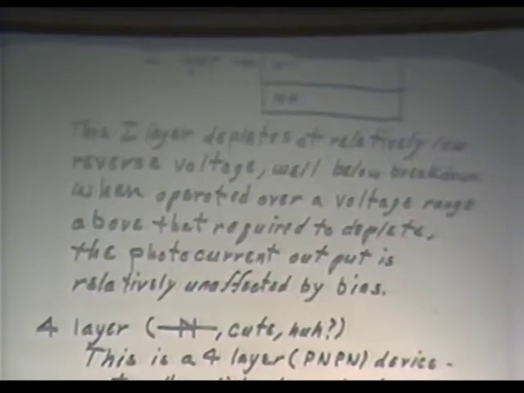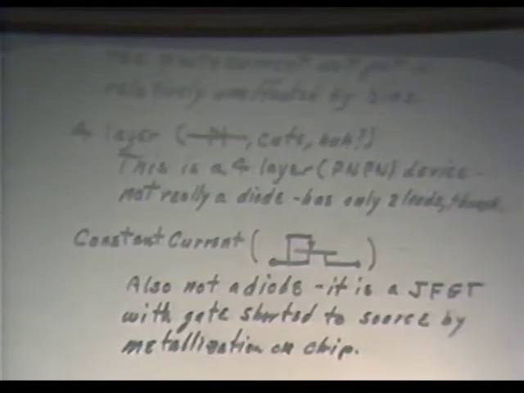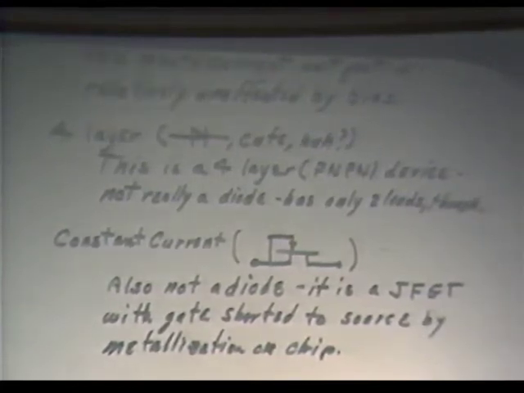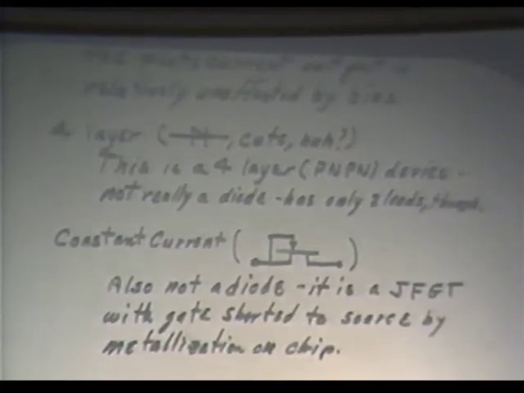Everybody thinks, I put that in. I think that's a cute symbol. But those are 4-layer parts, and the floor knows all about those. I think what it is a gateless SCR. And constant current diodes are in fact FET chips with the gate shorted to the source, so that you are looking in fact at the zero bias characteristic of a FET, JFET, when you have a constant current diode.